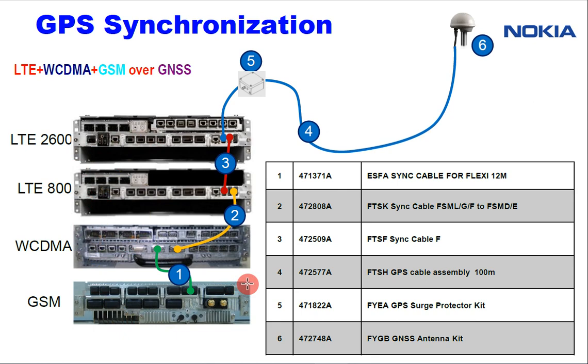Okay, so what cable do we need to use? We also have cables over here. We will see the first cable. This is your first cable, the ESFA sync cable for flagship, 12 meter. So the length is 12 meter, and the cable type will be MDR 26 to MDR 14. You have to use MDR 26 here, and MDR 14 here. Output, I mean sync output and sync input.